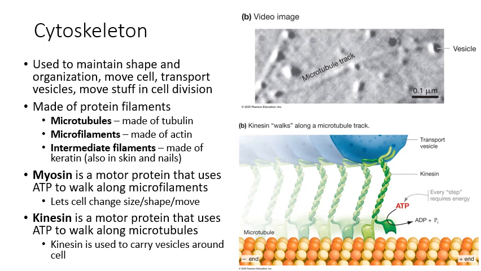Keratin is also the protein that is filling up your skin cells and builds your nails and your hair. Then you have some motor proteins in there as well. You have myosin and you have kinesin.